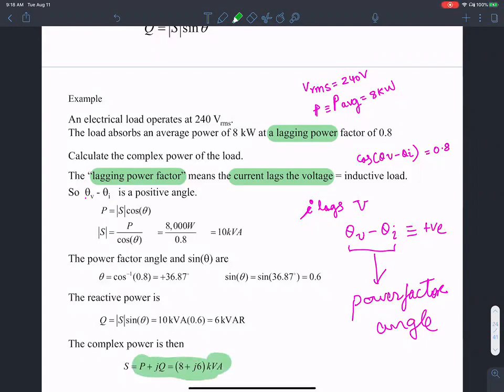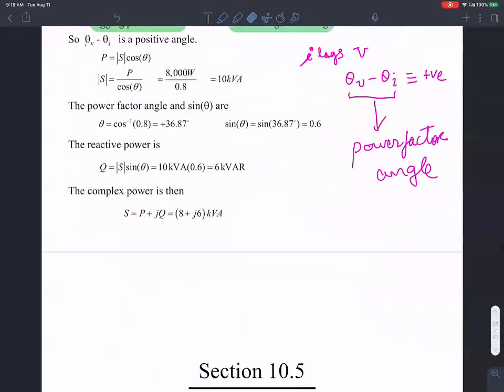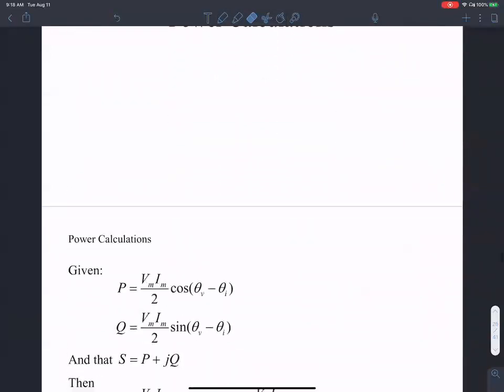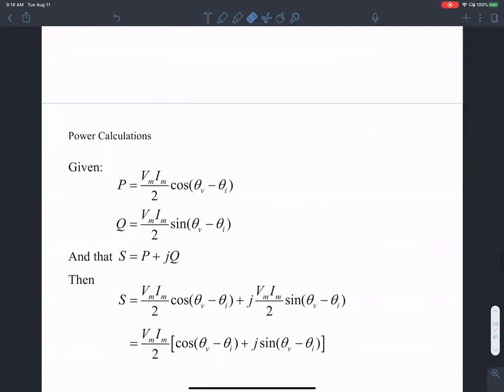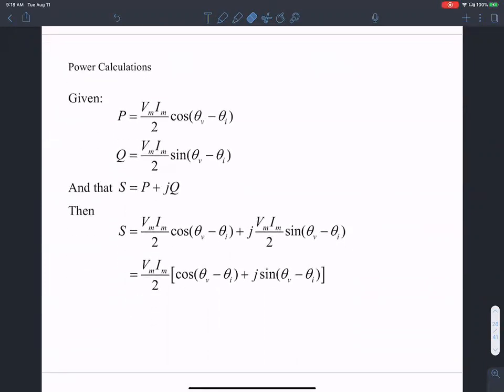P plus jQ, 8 plus j6 kilovolt amperes, and so on and so forth. Then you can do the different power calculations. P is Vm Im over 2 cos of theta V minus theta I. Q is Vm Im over 2 sine of theta V minus theta I. Then we can have the complex power to be P plus jQ.